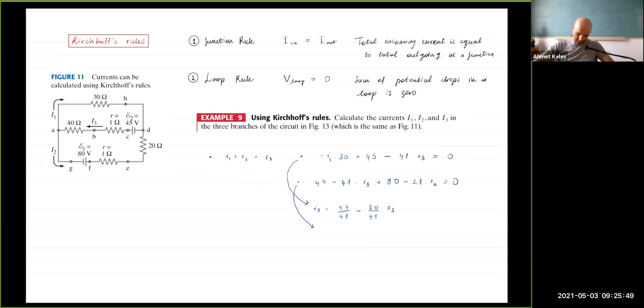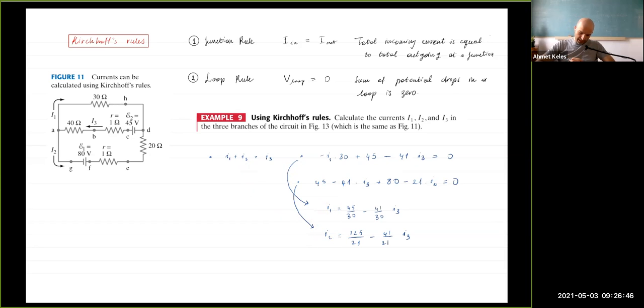So let's do this. This one, delete. I1 is equal to 45 divided by 30 minus 41 divided by 30 I3. Good, not that hard at all. And the other one, I2 is equal to 45 plus 80 is 125 divided by 21 minus 41 divided by 21 I3. Good. Now I have something for I1, something for I2. Let's plug these two in here and solve it for I3.